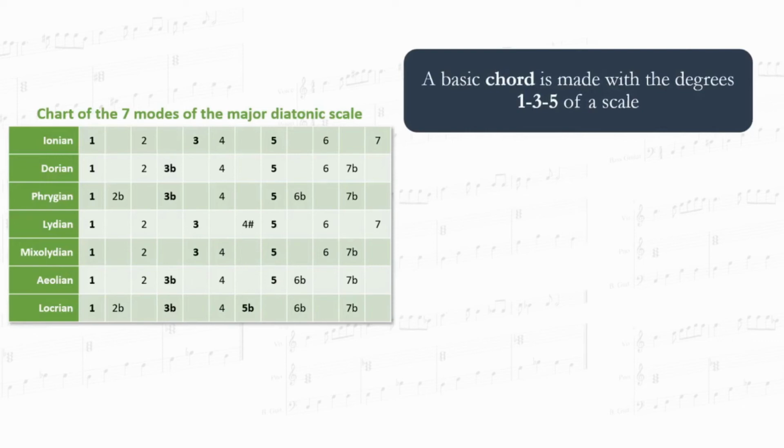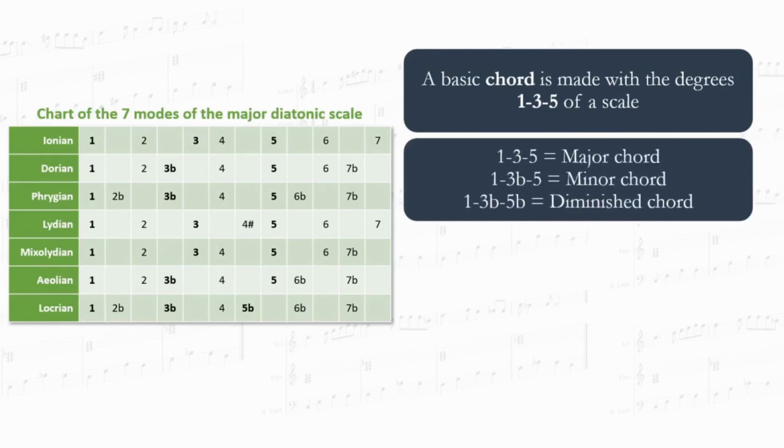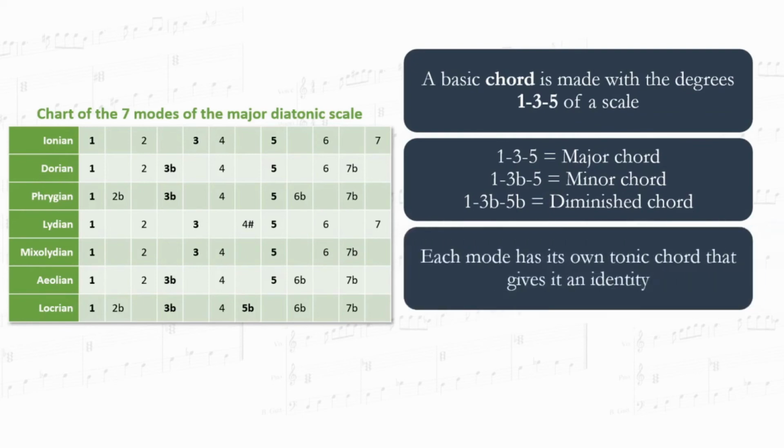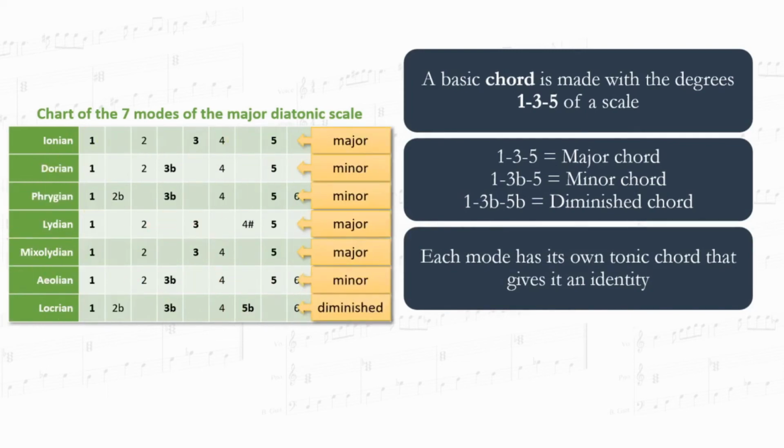A basic chord is made with the degrees 1, 3, 5 of a scale. So 1, 3, 5 is the major chord, 1, flat 3, 5 is the minor chord, and 1, flat 3, flat 5 is the diminished chord. So each mode has its own tonic chord that gives it an identity. Let's see. So we get 3 modes with a major tonic chord, 3 modes with a minor tonic chord, and the last mode has a diminished tonic chord.